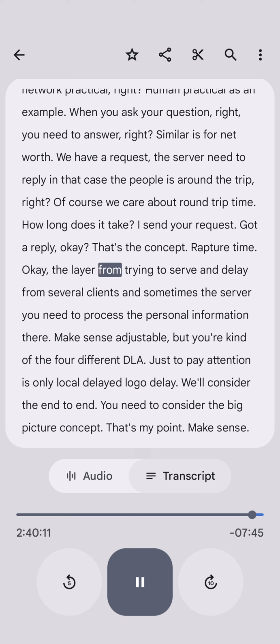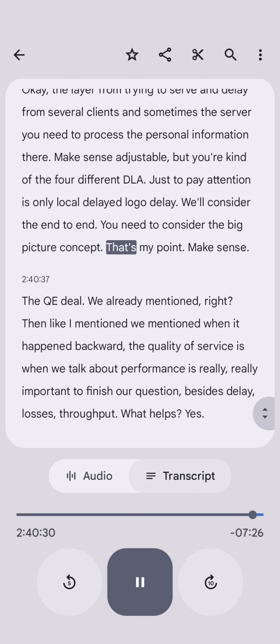Okay? The delay from client to server and the delay from server to client. Sometimes the server needs to process corresponding information there. Makes sense? And when you handle the 4 different delays, just pay attention. It's only local delay, the nodal delay. When you consider the end-to-end, you need to consider the big picture. That's my point. Make sense? Let's talk about the delay part. The queuing delay we already mentioned, right?